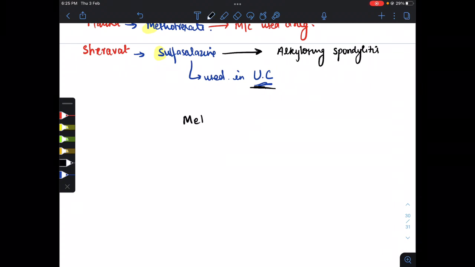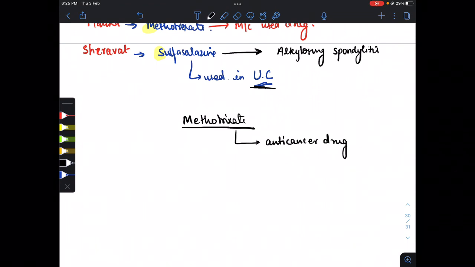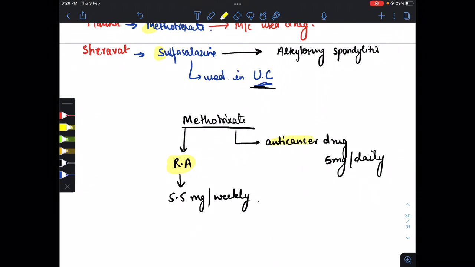So for the methotrexate drug, it is also used as an anti-cancer drug, like in the quantity of 5 milligram daily that we have to take in the cancer form. While for methotrexate in rheumatoid arthritis, we have to use it in 5.5 milligram per week. So these were the doses used in rheumatoid arthritis, while in the anti-cancer form it is used as 5 milligram daily.